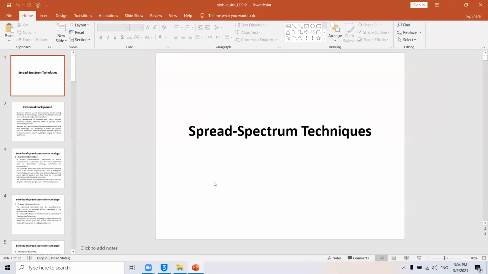Okay, now we are going to start with a new topic, which is the spread spectrum techniques. This is a very important topic, and in this lecture today I'm going to cover the basic spread spectrum systems, which are the direct sequence and the frequency hopping spread spectrum systems. We'll talk about the transmitter and receiver of each system individually.